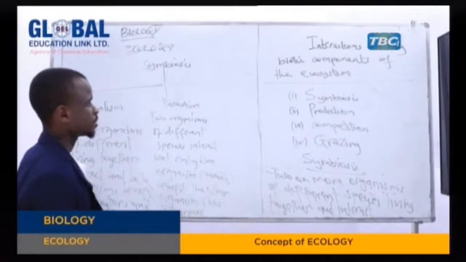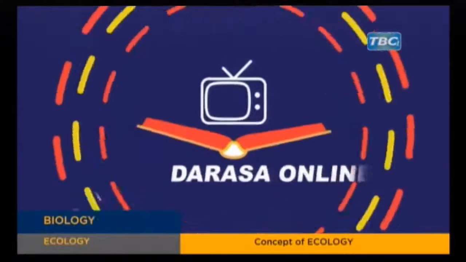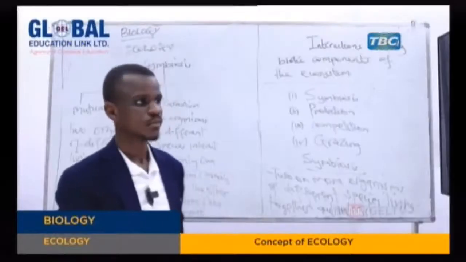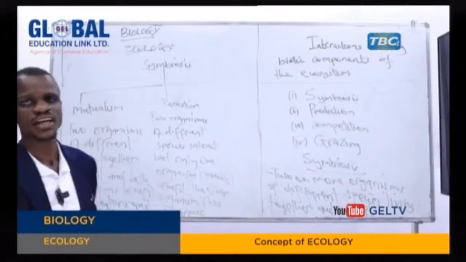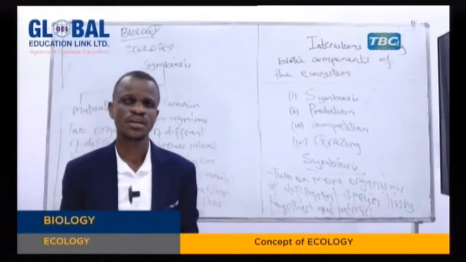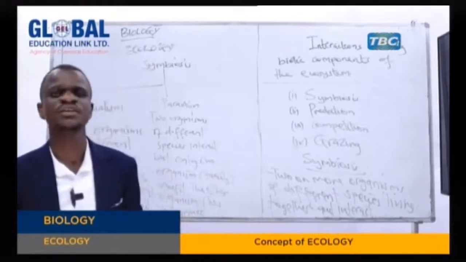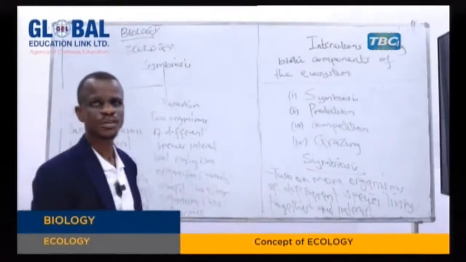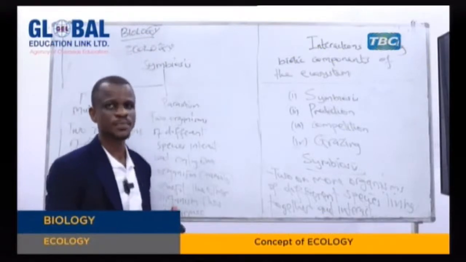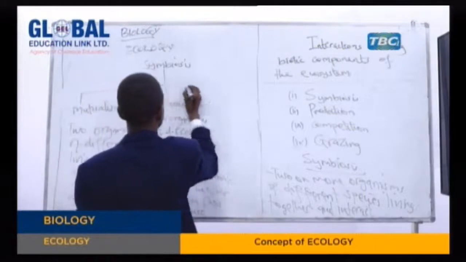My student, take an example, a cow and ticks. A tick benefits from the cow by sucking the blood, whereas a cow is harmed. Take an example, tapeworm and human being. A tapeworm obtains food from a human being, but the human being is harmed. A tapeworm is a parasite, human being is a host.